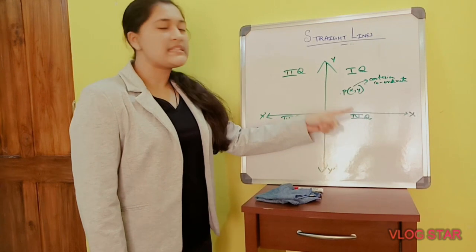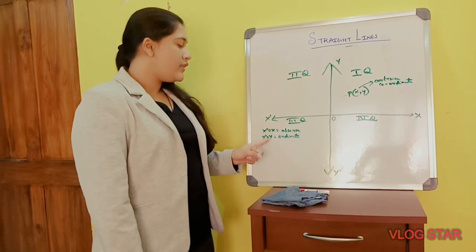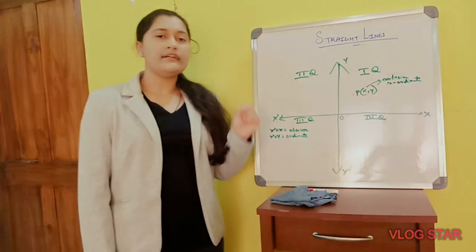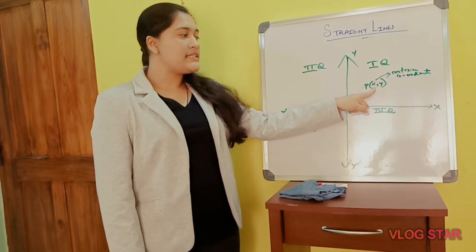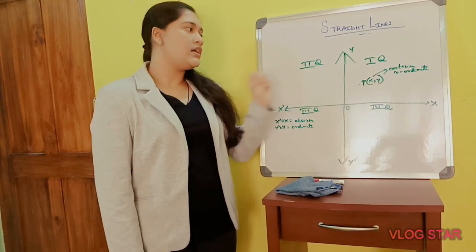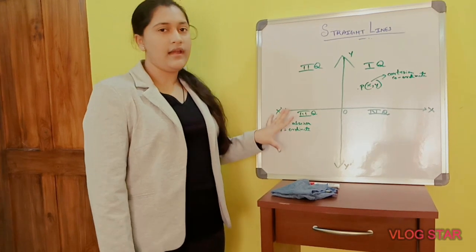X dash OX is called the x-axis, or you can call it the abscissa. Then comes Y dash OY, which is called the ordinate or the y-axis. Here I have plotted a point P, and the ordered set of real numbers x comma y is called the Cartesian coordinate. So these were the general terms to be studied in the rectangular axis.